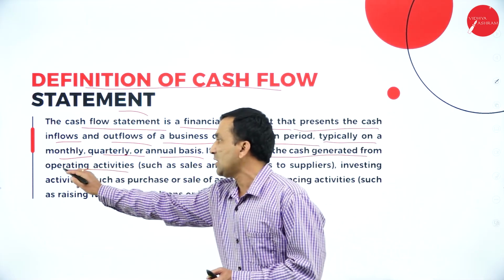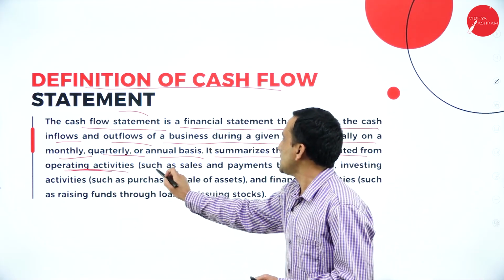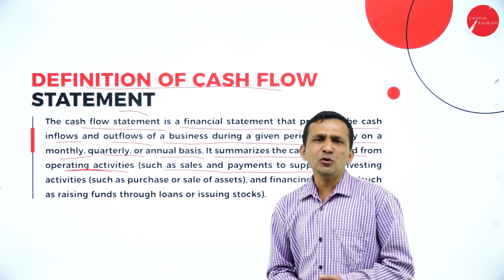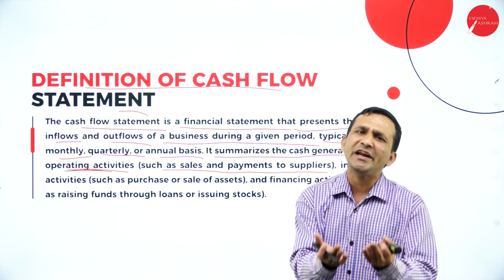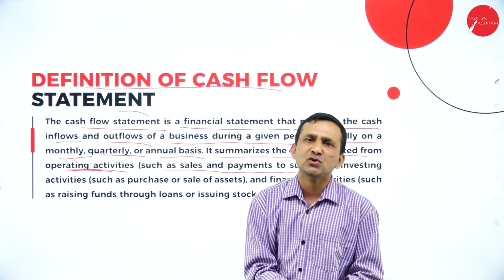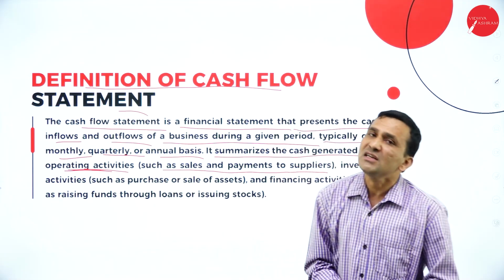Which is coming under the business operating activity, such as sales and payment to supplier. If you want to pay the supplier, of course you need to collect money from the customers, and on the cash sales basis only you are trying to go for payment of the supplier.